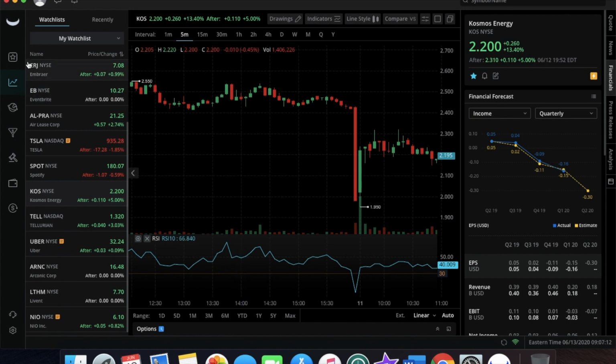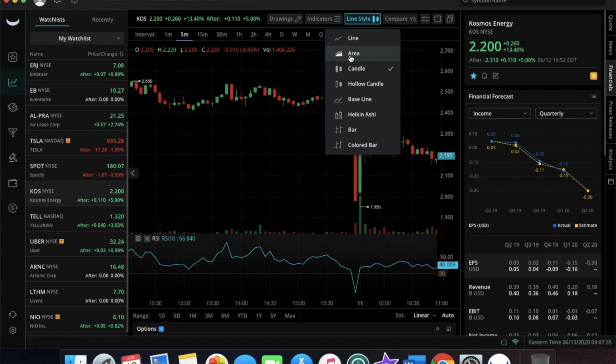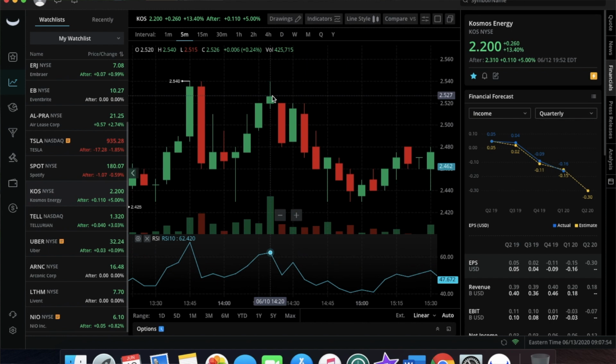As you can see here, stocks page, a lot of information here. So we are going to focus on Cosmos Energy. As you can see, this is called a candlestick pattern graph. You can change the graphs by here. You can have an area, candle, hollow candle, baseline, and things like that. I won't get into candlestick patterns too much. You can have a whole video about candlestick patterns.